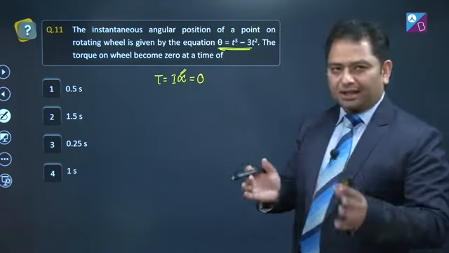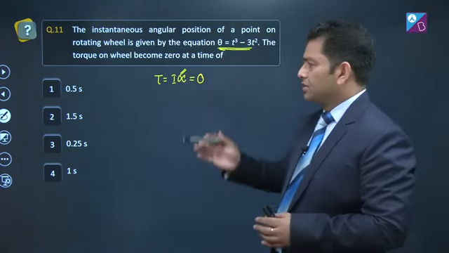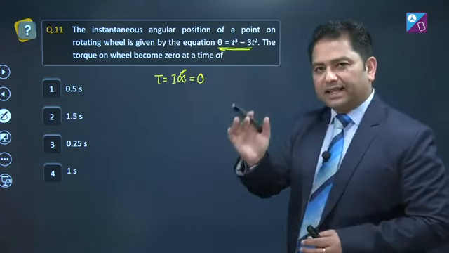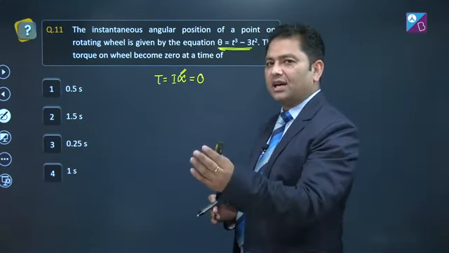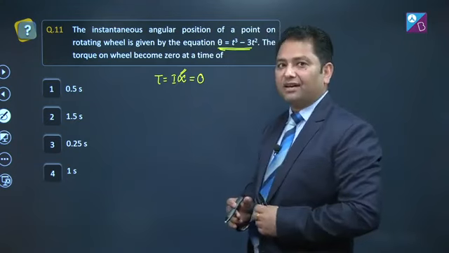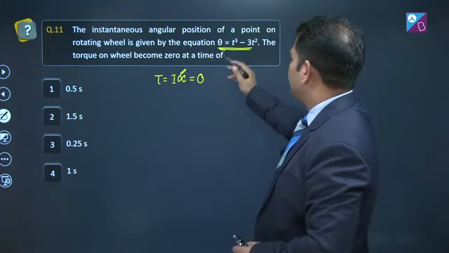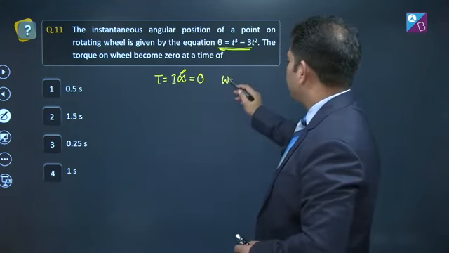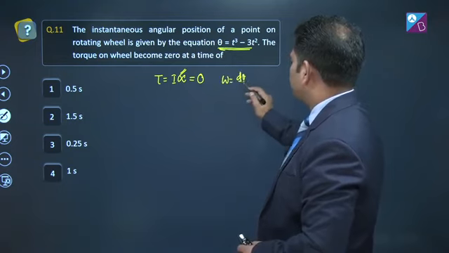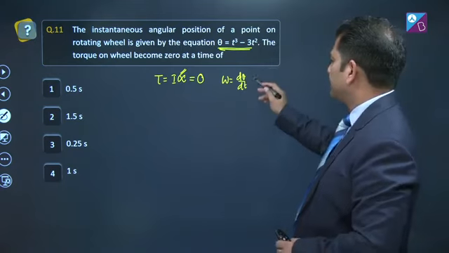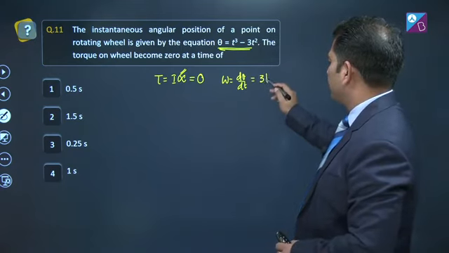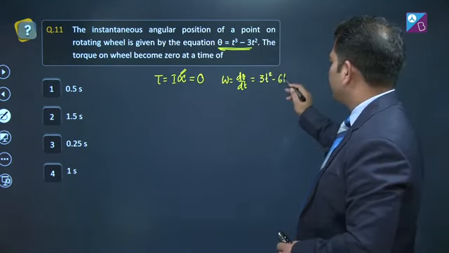Moment of inertia, that can't be 0. So ultimately we have to find that time when alpha is 0. So our entire focus now lies on how to calculate alpha. Well, alpha निकालने के लिए if I differentiate theta with respect to time, that will give me omega. आइए differentiate करते हैं, that is 3t square minus of 60.